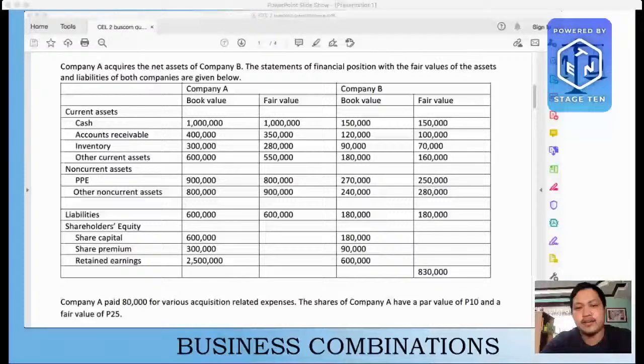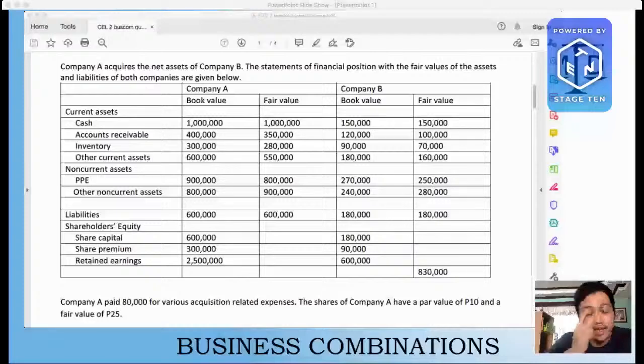As you should have learned in the previous videos, business combinations can come in two forms. It's either going to be an asset acquisition or a stock acquisition. We also mentioned before that there are various ways in which the consideration for the business combination may be paid. It may be paid in cash, in debt instruments, or some other assets, and equity instruments or shares.